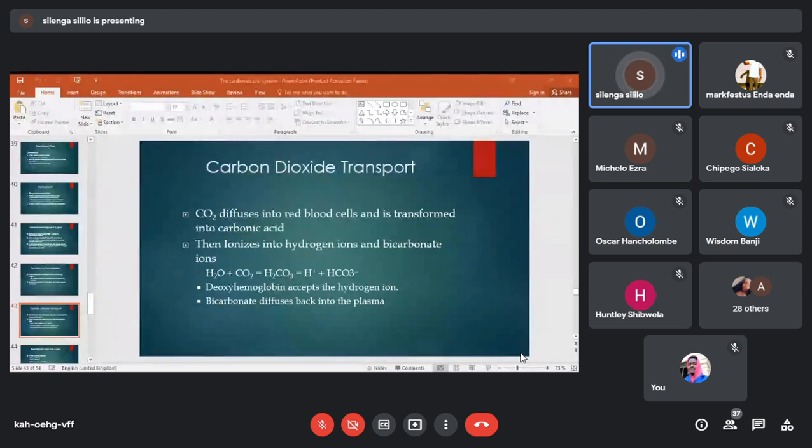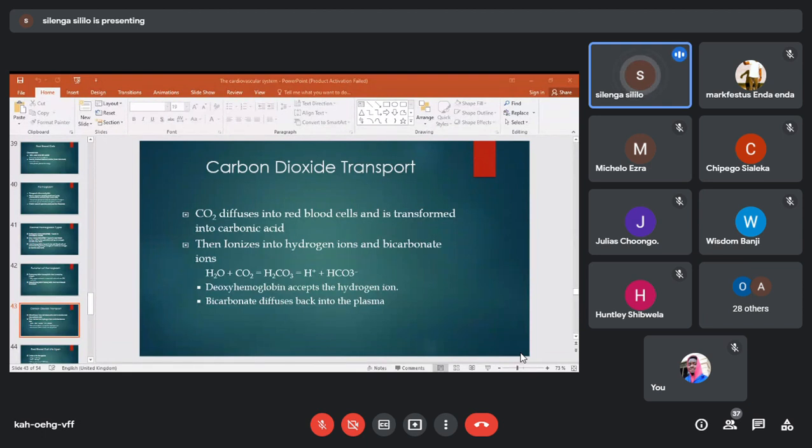Now, the deoxyhemoglobin that we were talking about is the one responsible for the transportation of carbon dioxide. Does it transport it as carbon dioxide? No. It will transport it in ions. The deoxyhemoglobin will accept the hydrogen from the carbonic acid that has been formed. So once it is hydrogen carbonate in the red blood cell, the hemoglobin that has lost oxygen has a site to attach, so it will get the hydrogen from the carbonic acid. And then the bicarbonate will diffuse back into the plasma.